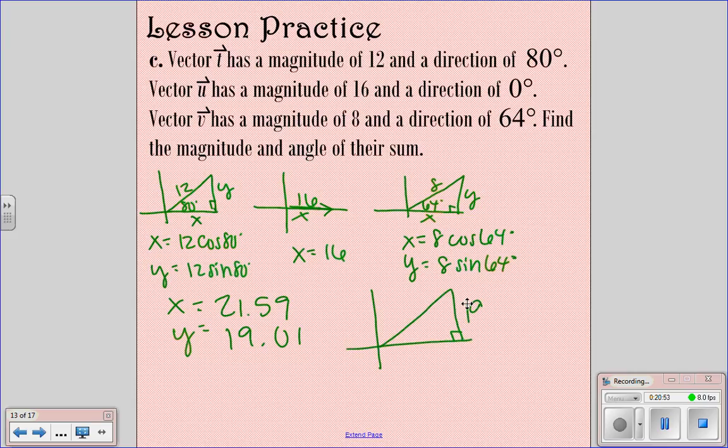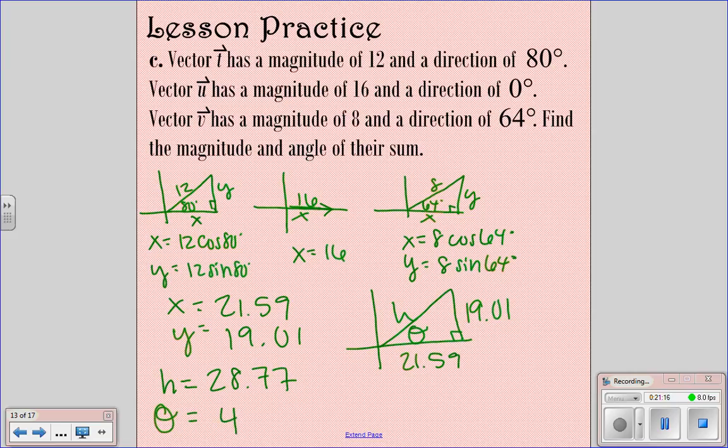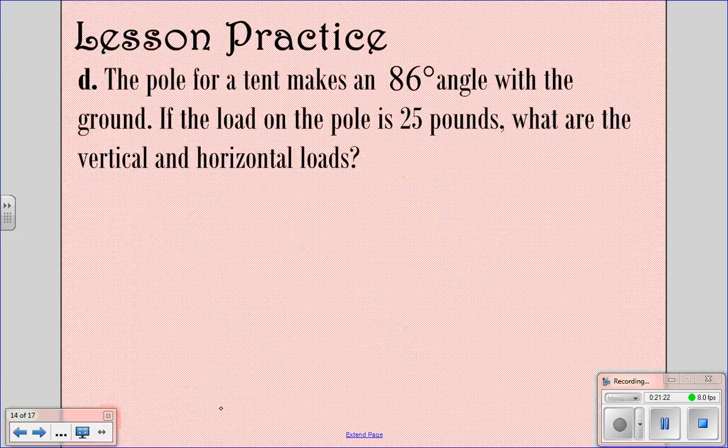Okay. From there, you need to draw your new vector. And so our y value is 19.01, our x is 21.59. We're looking for our theta and our hypotenuse, our magnitude. And if you use Pythagorean theorem, your hypotenuse should give you 28.77. And then if you use tangent inverse, you're going to do 19.01 over 21.59, and you should get 41 degrees for your angle.